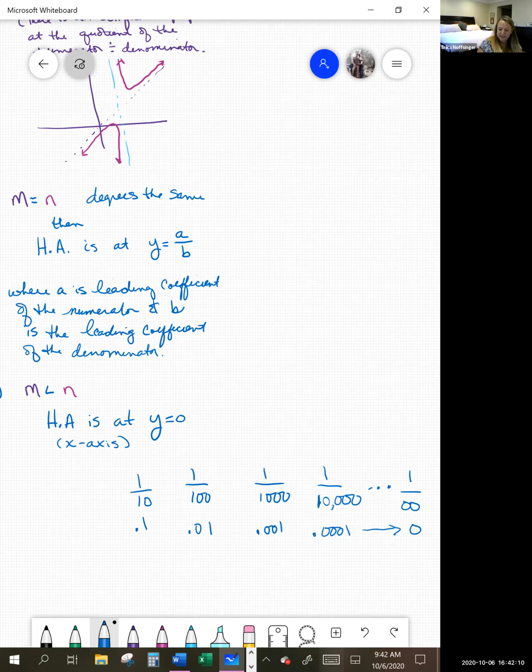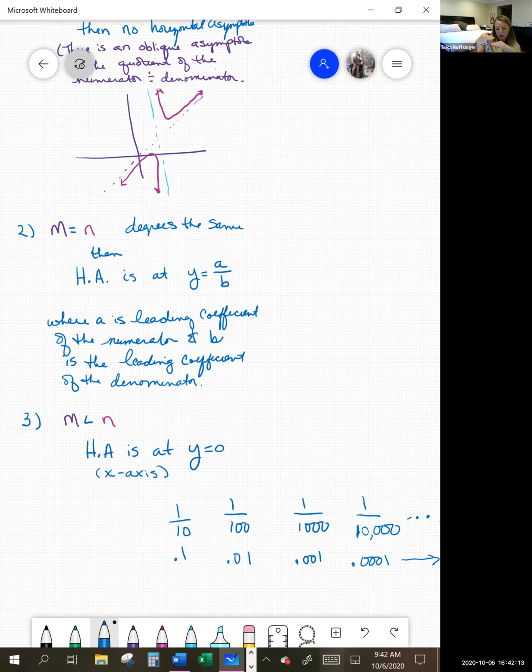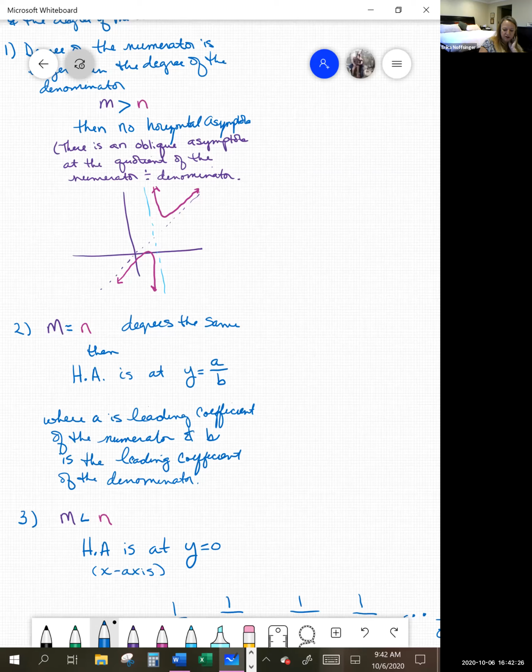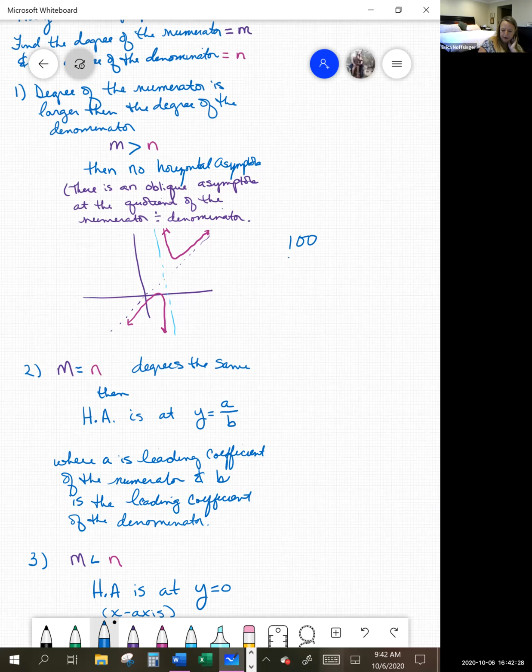So that's if the degree in the numerator is smaller. If the degrees are the same, it's basically growing at the same rate, so they kind of divide each other out, leaving us with the leading coefficient of the numerator over the denominator. Where if the numerator has a higher degree, you're getting numbers that are blowing up: 100 over 1, 1,000 over 1, 10,000 over 1, 1,000,000 over 1. That's blowing up, going to infinity.